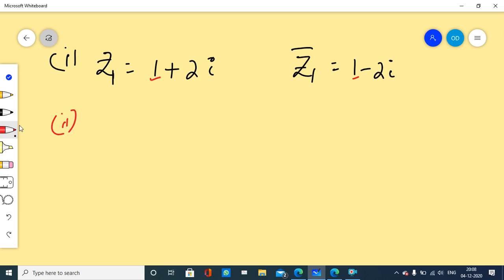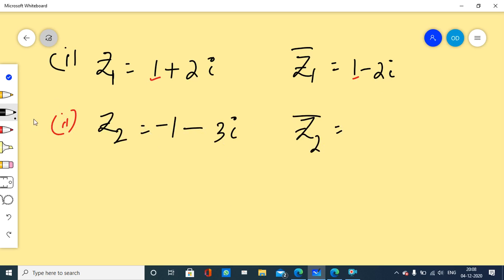Suppose I give you another complex number z2, minus 1 minus 3i, and I want you to find its conjugate. Don't touch its real part. Just reverse the sign of the imaginary part: minus 1 plus 3i. You get my point so far? Clear? Yes, sir.